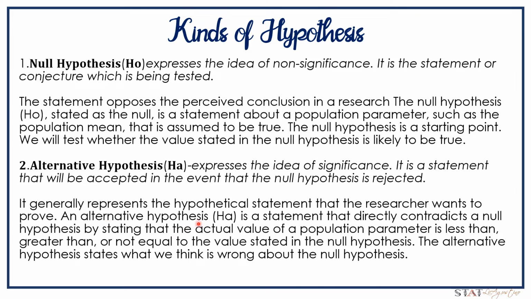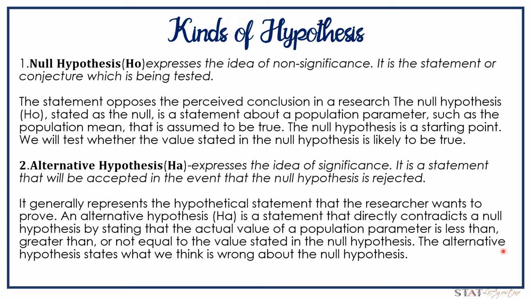An alternative hypothesis, denoted by HA or H1, is a statement that directly contradicts a null hypothesis. So, if the null hypothesis states a non-significance, then your alternative hypothesis will contradict it. It will present a significant statement, by stating that the actual value of a population parameter is less than, greater than, or not equal to the value stated in the null hypothesis. So, the alternative hypothesis states that what we think is wrong about the null hypothesis.